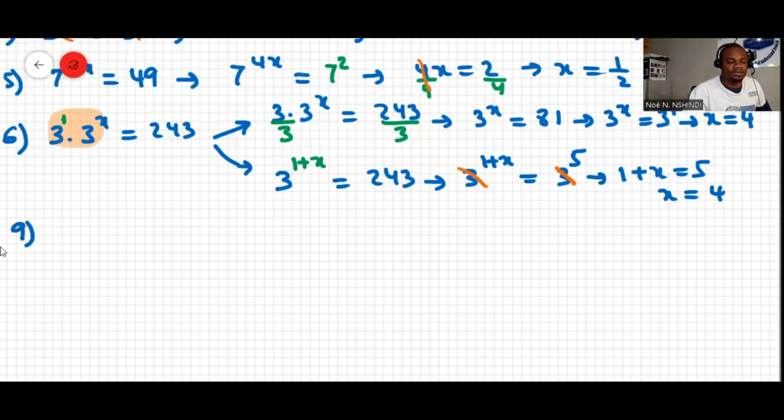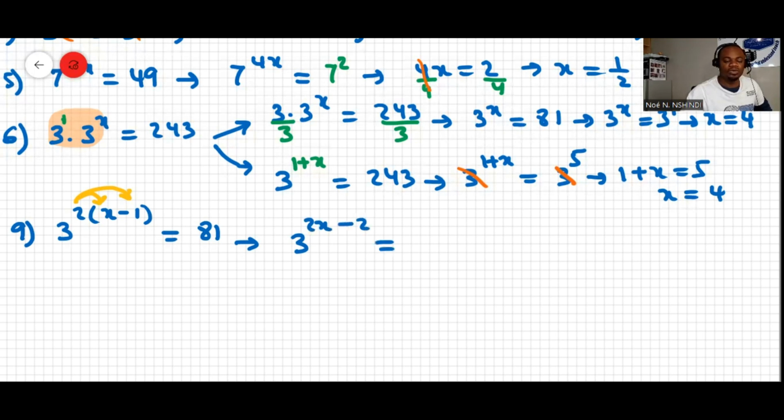The question says 3 to the power of 2 open bracket x plus 1, no, x minus 1, close brackets, equal to 81. Now, we can also write 81 in terms of its prime factors. Multiplying the exponents over here, we will do 2 times x and then 2 times -1. That makes 3 to the 2x minus 2 equal to 81, which is 3 to the power 4.